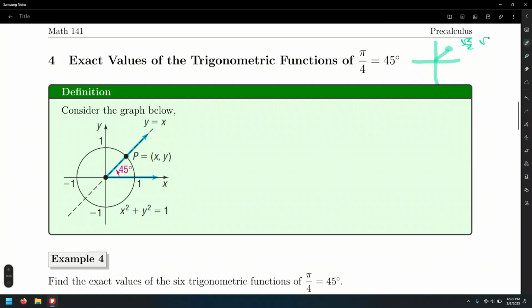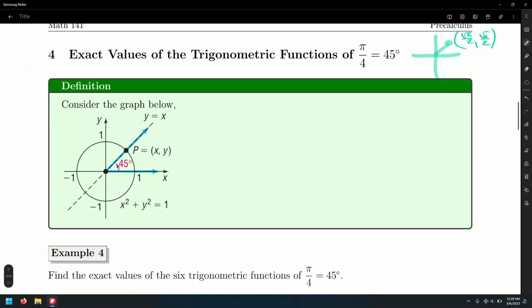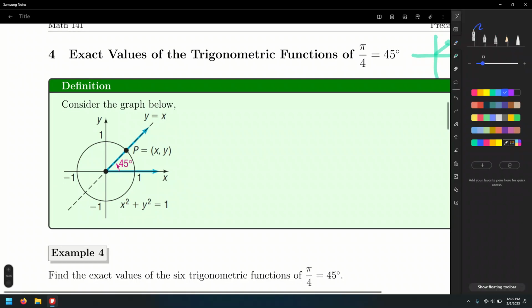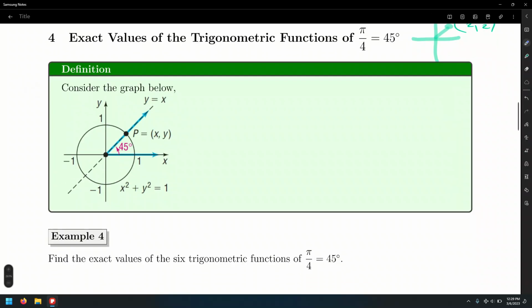Root of 2 over 2, root of 2 over 2. All right? Well, and again, same approach. The y value is sine, the x value is cosine. All right? But where are these coming from anyway? That's the fun part that I would like to go over. So, how do we form a 45-degree angle?